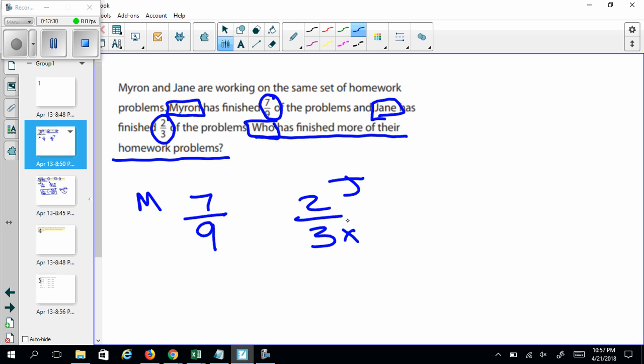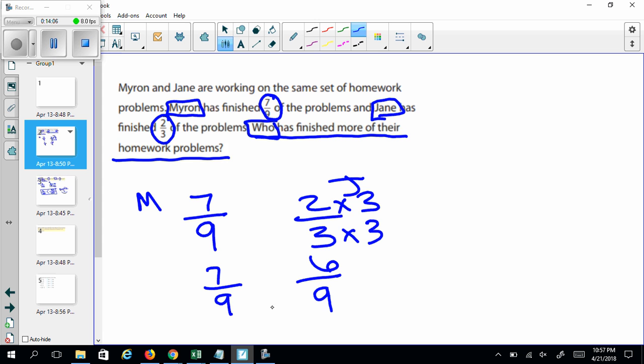So 3 times what gets us to 9? 3. Now what we do to the denominator, we must do to the numerator. Okay? So 7/9, remember, leave that sleeping lion alone. Do not touch him. Don't get bit by the lion. If you try and mess with this, it's going to make it much more confusing, and you may get the answer wrong. So 3 times 3 is 9, so we have that as our denominator. 2 times 3 is 6, and that is our numerator.